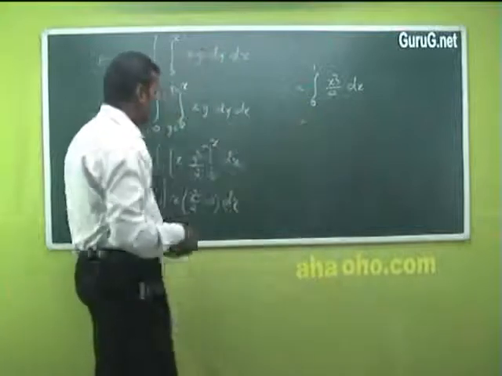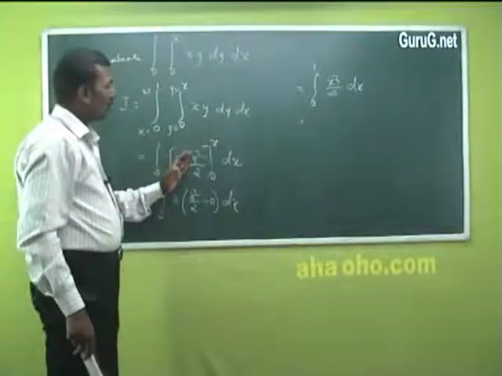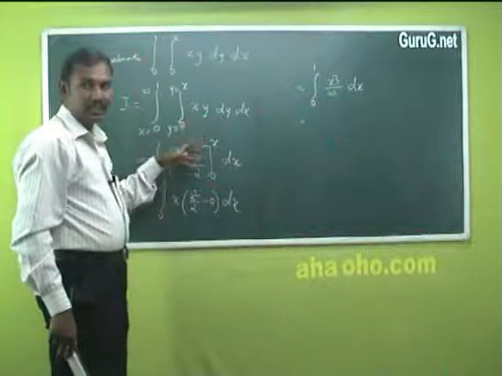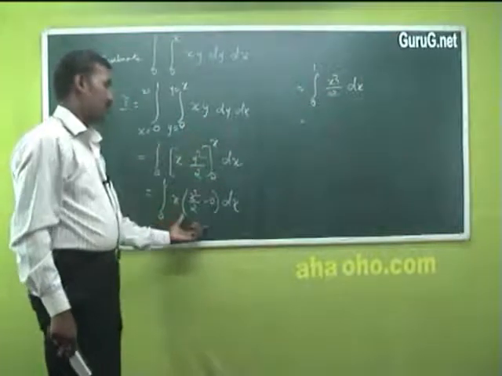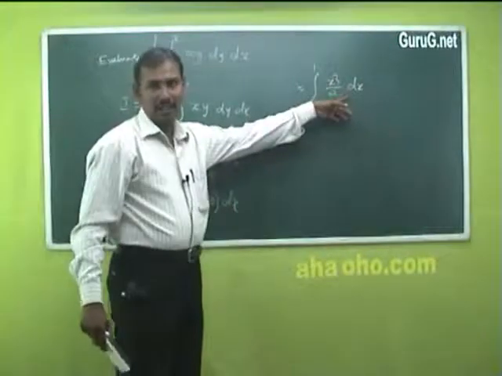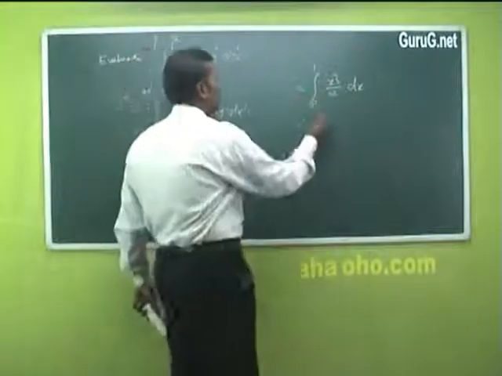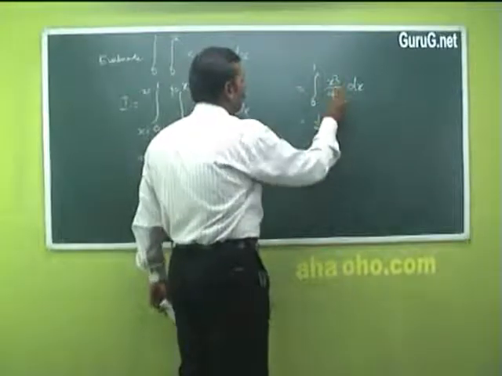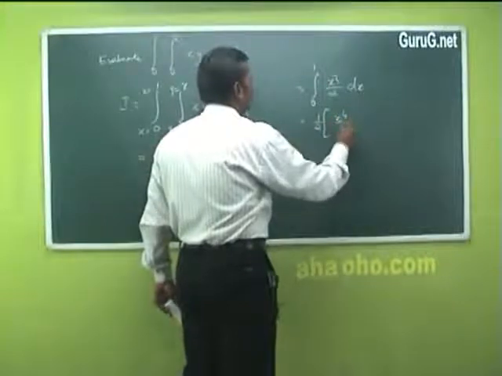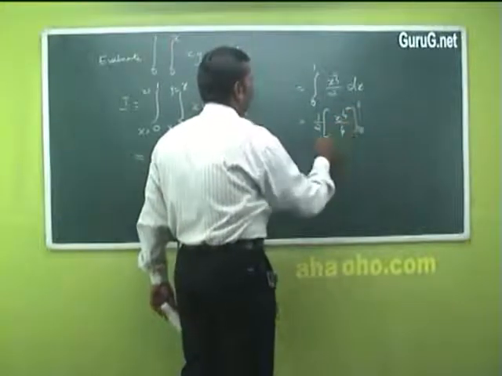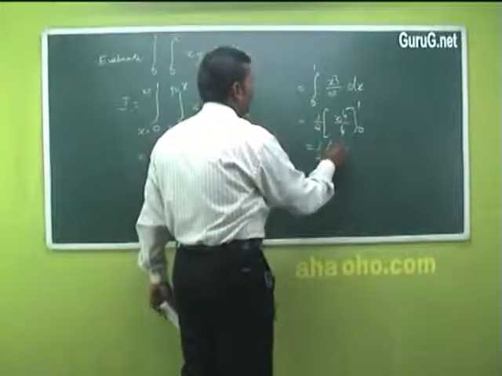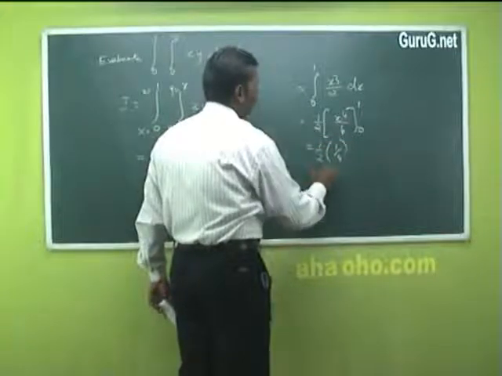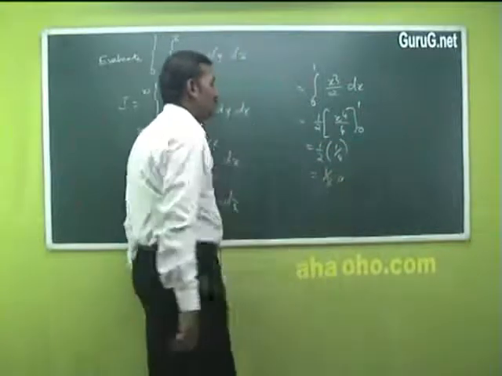So see whether it is integrated with respect to y, so keeping x as constant, the resultant is a function of x alone. So then only we can integrate with respect to x. Now integrate it: 1 by 2 into x power 4 by 4, from 0 to 1. So 1 by 2 into 1 by 4. So this is equal to 1 by 8.